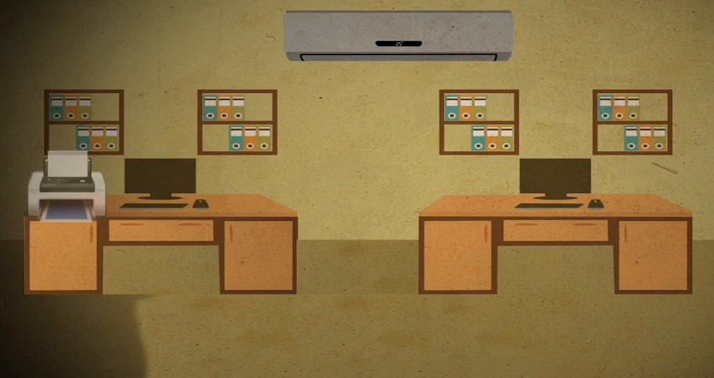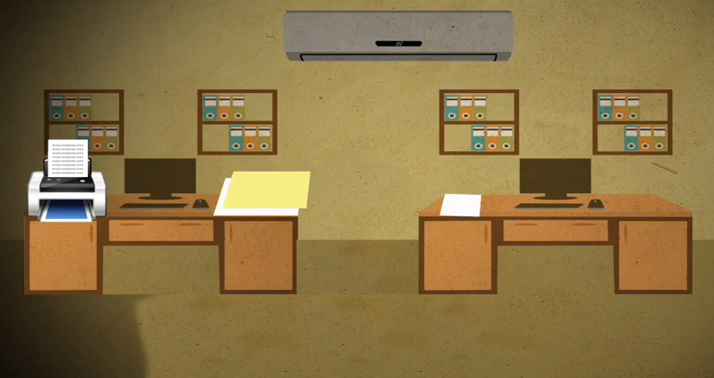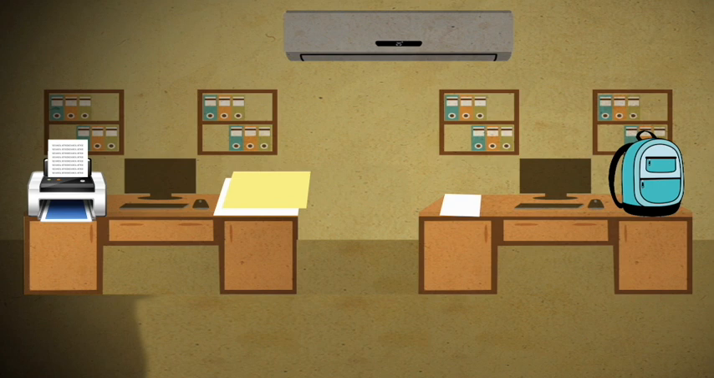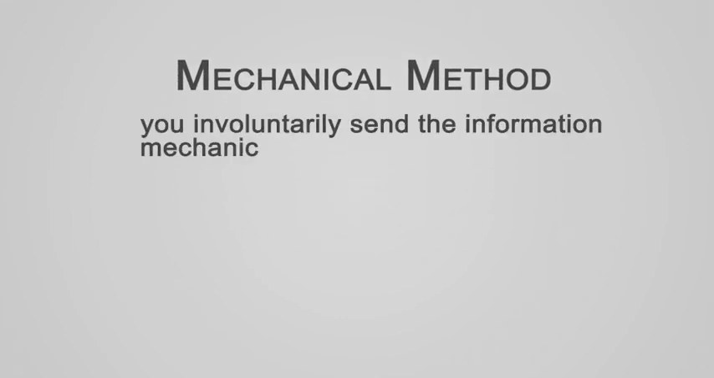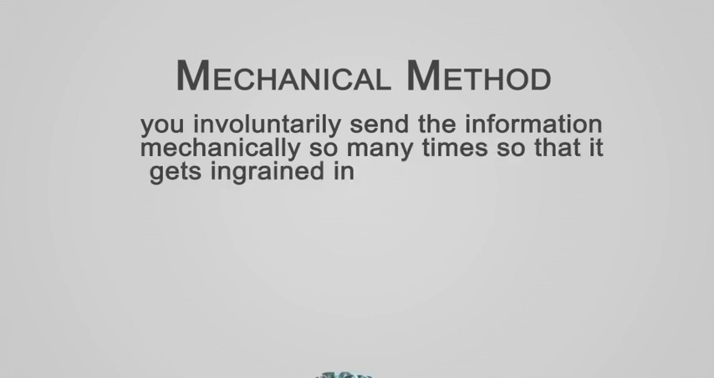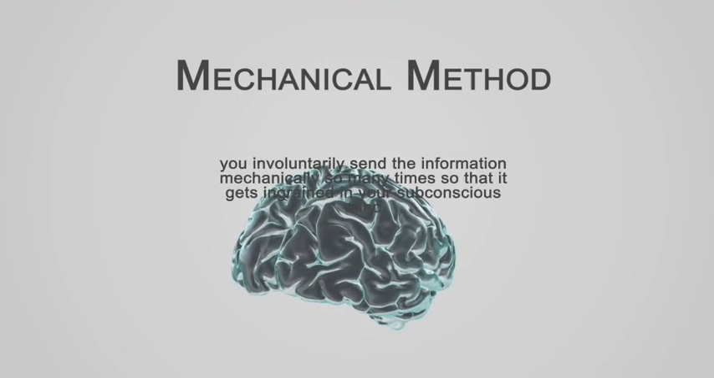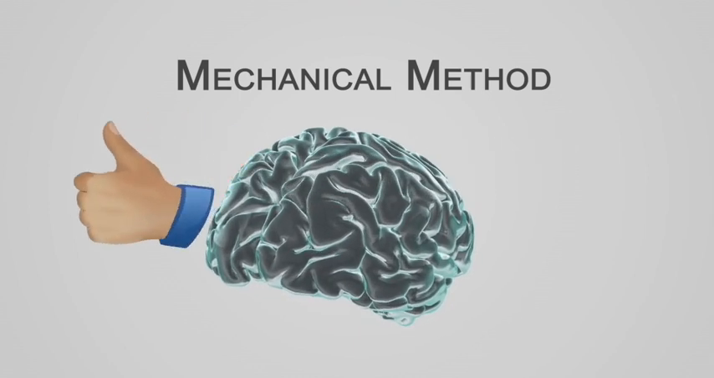Almost all offices have a printer. If you notice, it functions to print. It keeps on printing mechanically, irrespective of whether there's a white paper, A4 size paper, small paper, colored paper, bag, or even a book. It just prints. This is called mechanical work. In the mechanical method, you involuntarily send the information mechanically so many times that it gets ingrained in your subconscious mind. Once the subconscious mind accepts it over a number of times, it will remember it.